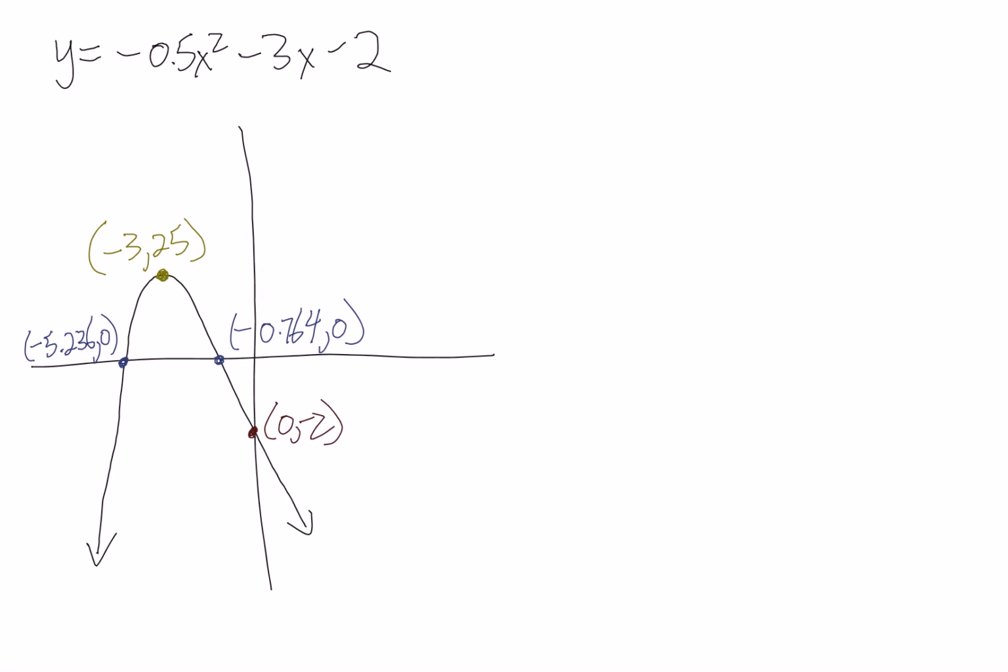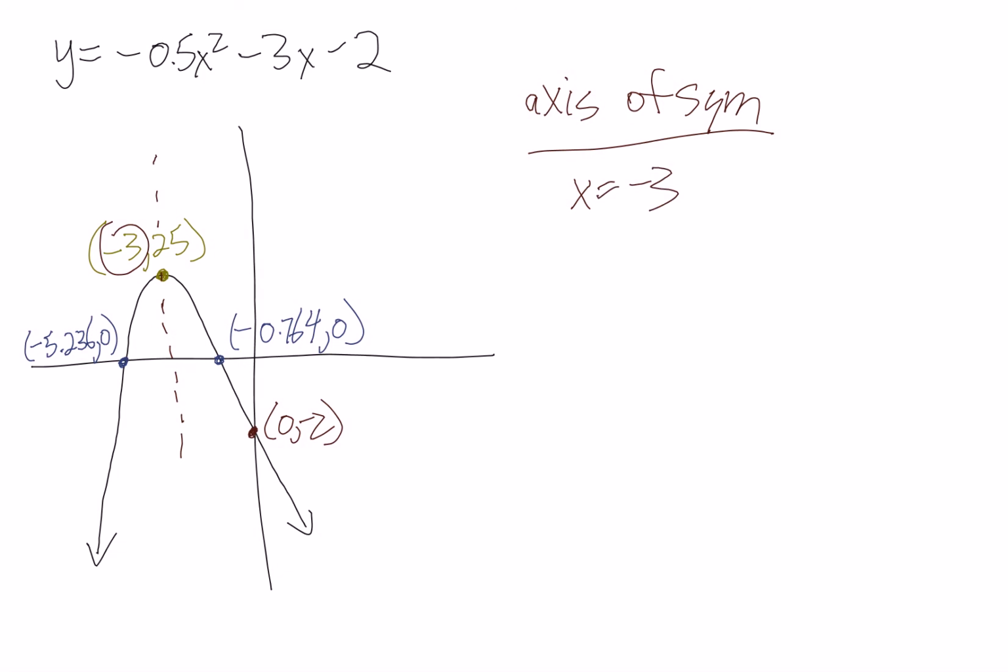We see it's opening downwards, and that's it. So we have all of our key stuff, so let's go through the rest of them again. Our axis of symmetry is the line that cuts it in half, the line that goes down the middle. Remember, it's the x-coordinate of your vertex, so we'd say it's x equals negative 3. If you average halfway between negative 5.236 and negative 0.764, add those and divide by 2, you will get negative 3.